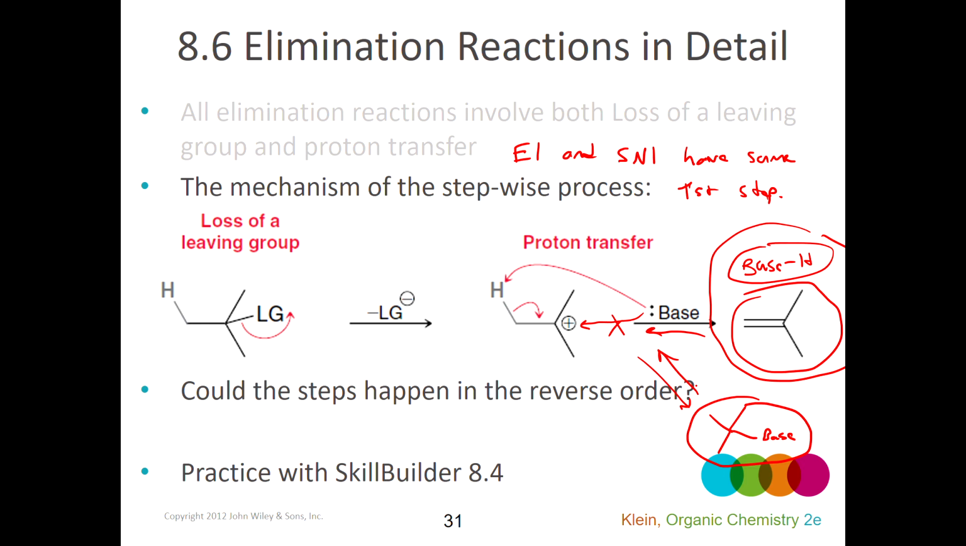What about the reverse order? Is it possible to do the proton transfer first and then the loss of leaving group? And the answer there is no. If I try to do the proton transfer first, which would be picking off the proton, these electrons would either have to stay on the carbon, which would give it a really unstable negative charge, or I could try to imagine them going in here, but then that would form a 5-bonded carbon, which would be even worse. So the base really cannot pick up the proton unless it happens after the leaving group leaves, or unless it happens as the leaving group's leaving.